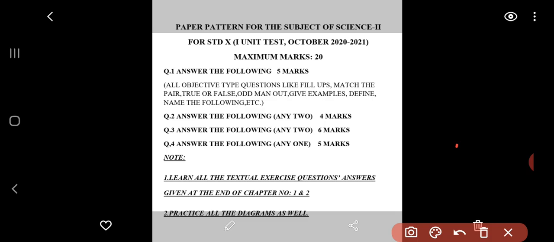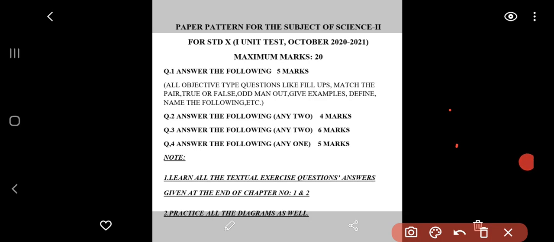So this can also be a mixture of questions, as I said: answer in brief, answer in detail, explain the following, give reason. Then again a mixture of questions like a diagram with definition can come in question number 3.